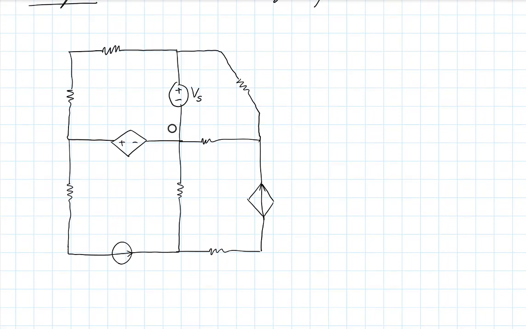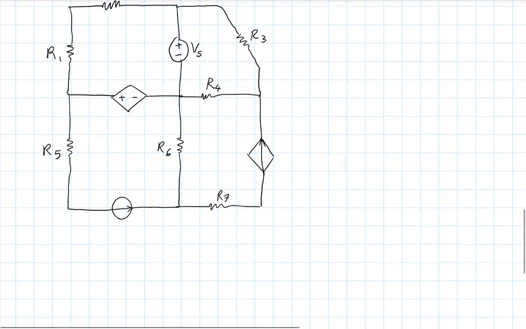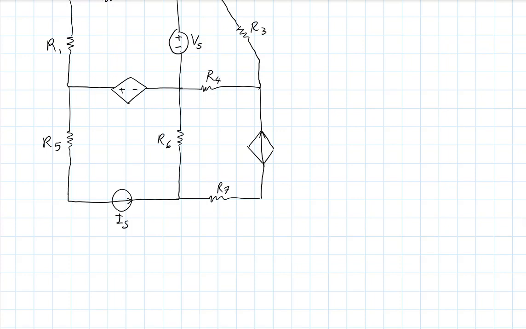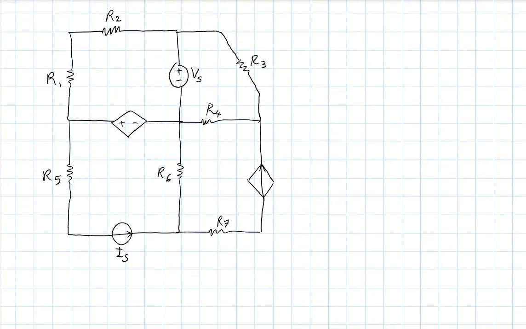Let's give these names: R1, R2, R3, R4, R5, R6, R7. So that's a voltage source there. This is an independent current source here, and then here we have a voltage source that's dependent on something else. In this case let's call this I4, and this voltage source would be, let's say, alpha times I4.